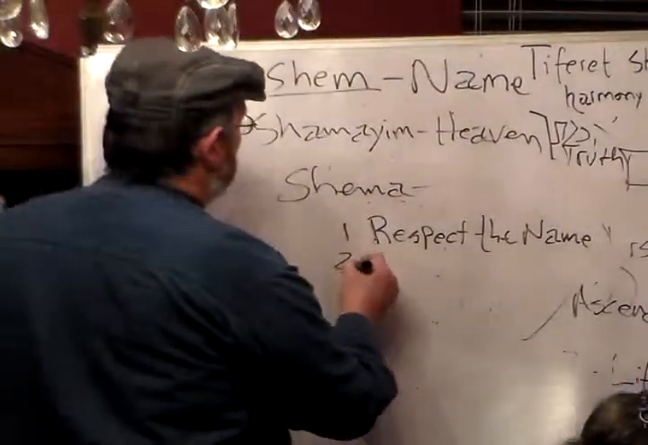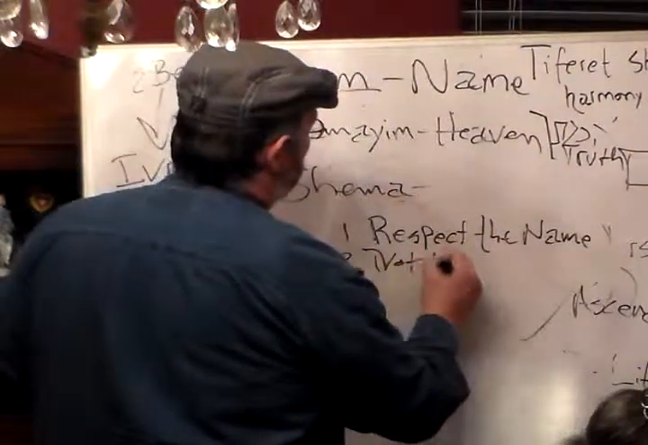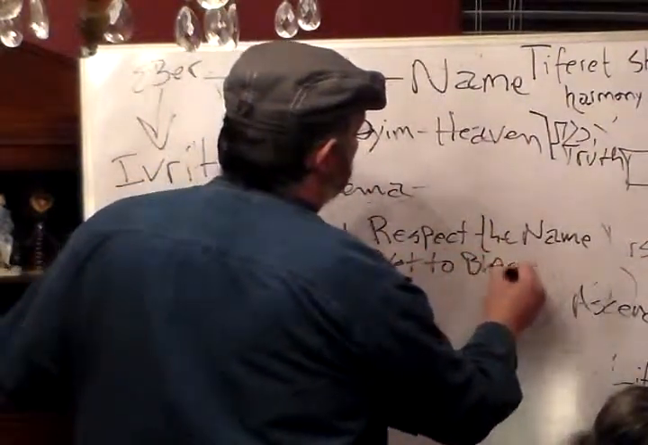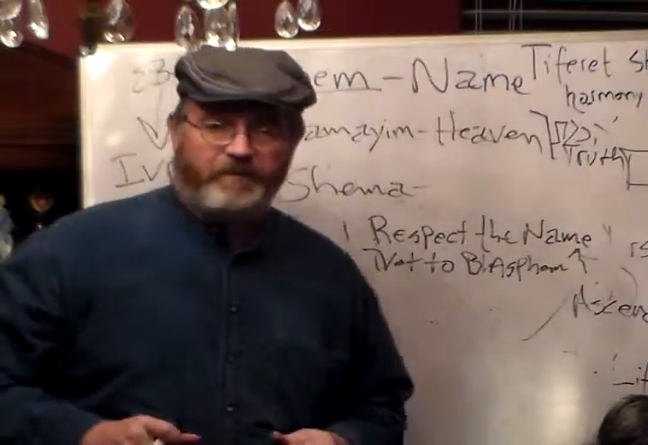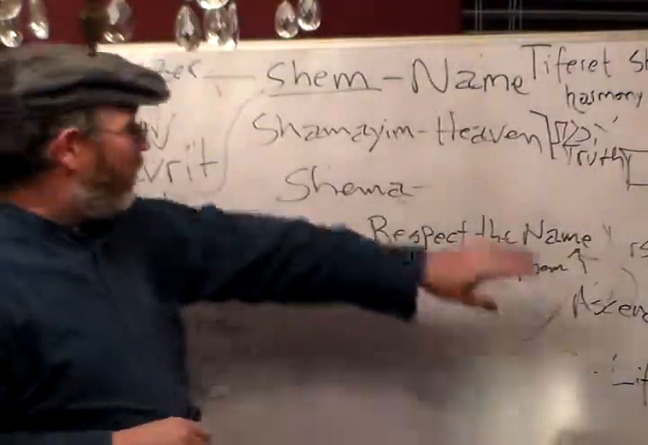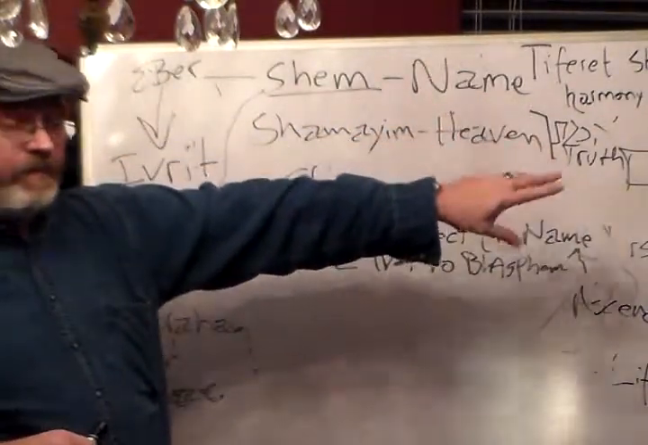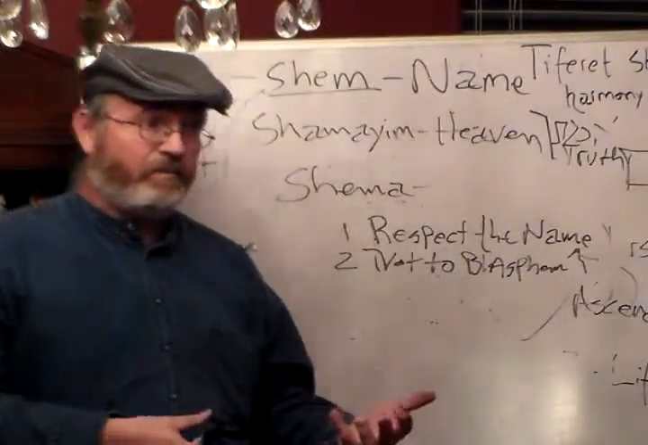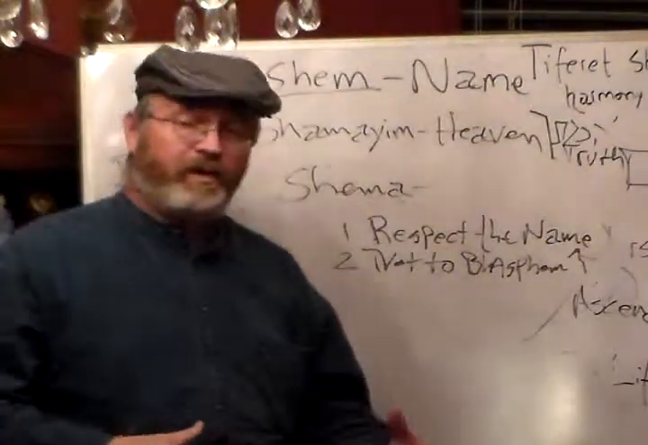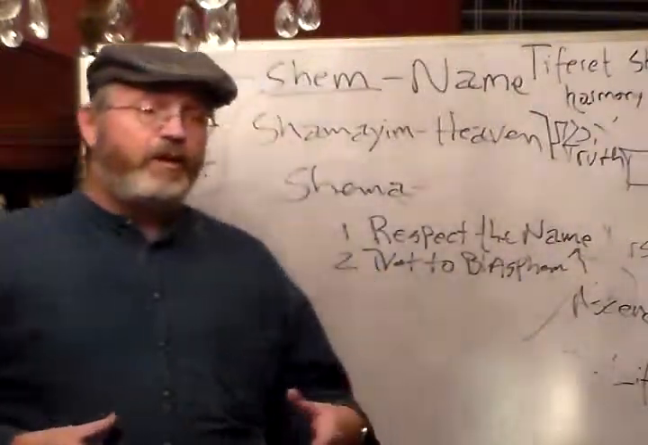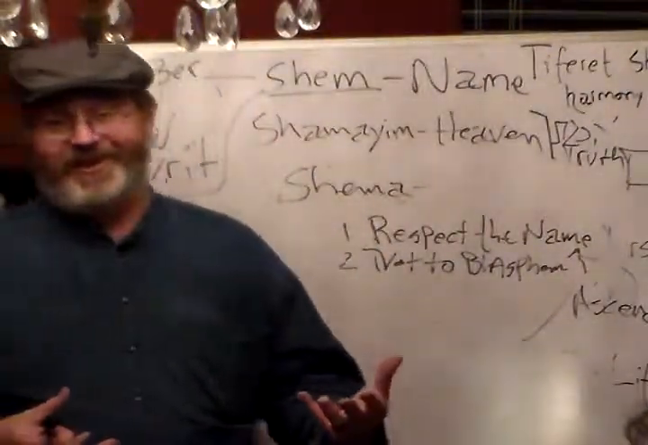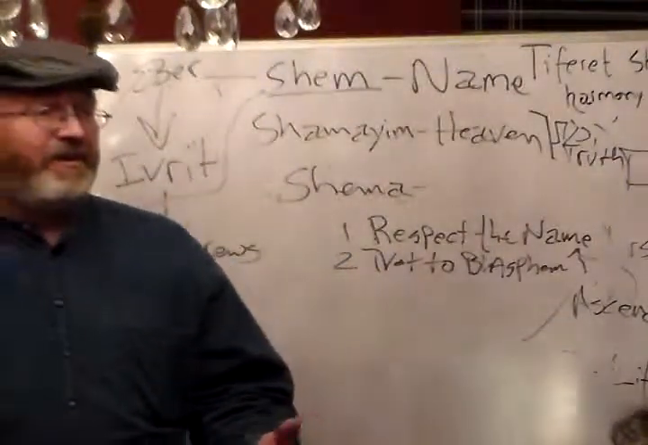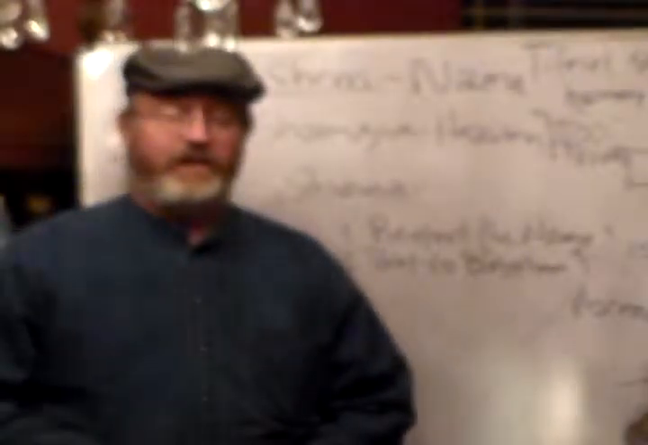The second one is not to blaspheme the name. Now, what does not to blaspheme the name mean? The word of Elohim, his instruction, represents Elohim. In the beginning was the Word. The Word was with Elohim. The Word was Elohim. Not to blaspheme his word. What does blaspheme mean? It means disrespect. Bring to no effect. Don't add to it. Don't mix it up. Don't take away from it. Okay?